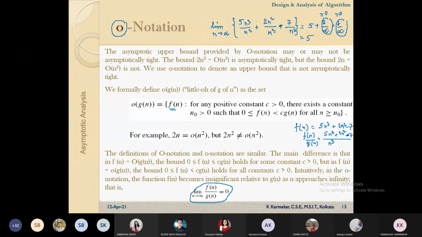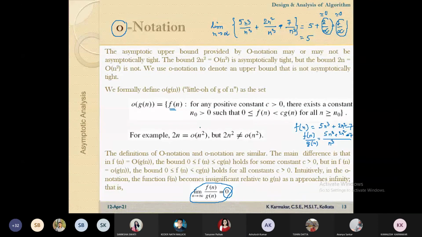So what will be the value? This function will remain 5. But according to the definition, this limit should be 0. Is it clear now? Hello. Yes, sir. Yes, sir. Okay.